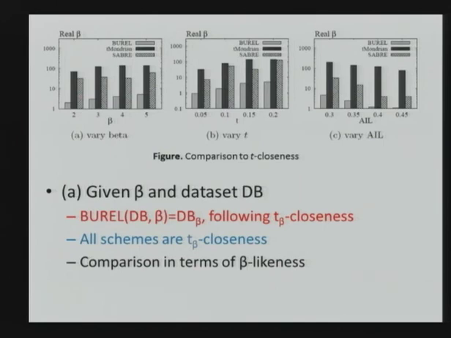In such a way, although our scheme is supposed to satisfy beta likeness, at the same time it also satisfies t beta closeness. So we compare our scheme with the other t-closeness scheme by setting t equal to t beta. According to the experimental results, we can see that our approach always has the smallest real beta value. That is to say, our solution provides a higher privacy guarantee.